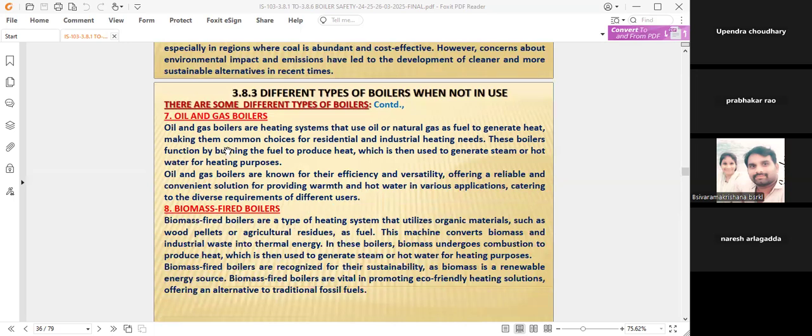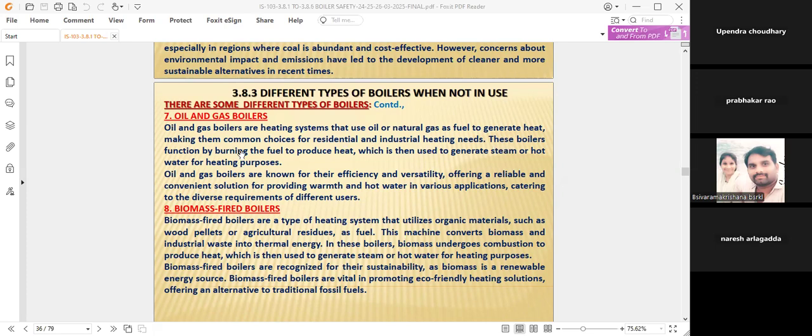The oil and gas boilers, everybody knows, are used where oil and gas are abundantly available in the place. Instead of coal-fired boilers, they have to use oil and gas boilers. Oil and gas boilers are heating systems that use oil or natural gas as fuel to generate heat, making them common choices for residential and industrial purposes. In place of butane gas, the cooking gas, it will be used for the oil and gas turbine. Gas also will be used in residential purposes as well as industrial heating needs.